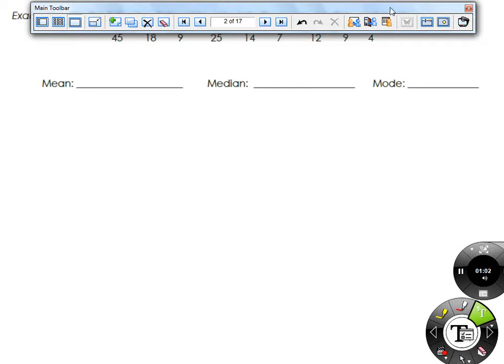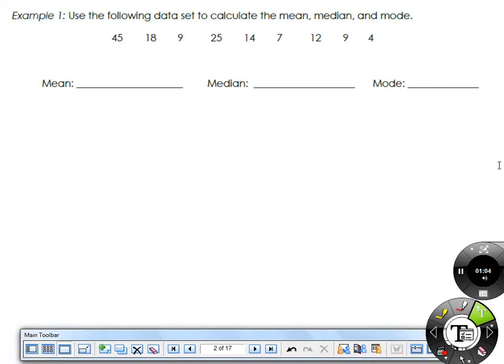So the first thing we're going to do is calculate mean, median, and mode. I'm guessing that you guys already know how to do this. I just want to make sure that we're all in the same place. If you need a calculator, you can use your phone calculator, or you can get a different calculator. So find your mean, your median, and your mode.